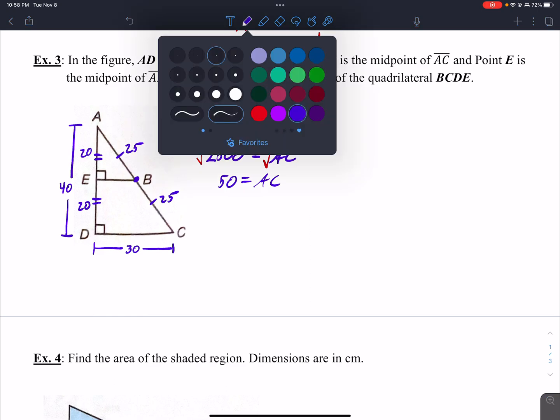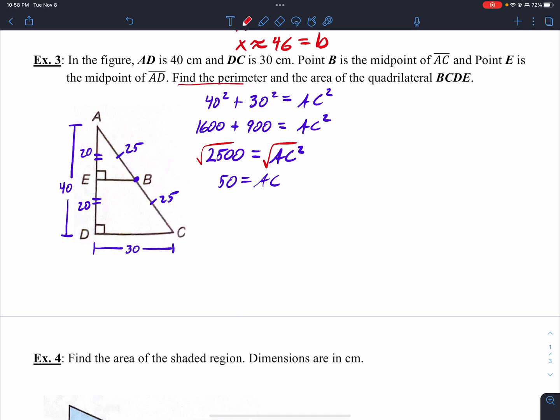still trying to find the perimeter. I didn't really read that far, but it says find the perimeter and the area. I'm sorry, I missed that. Find the perimeter and the area of the quadrilateral BCDE. Well, if I want this perimeter, the pieces in red here, then I need all four sides of it. Well, I have three of them. This is 20, this is 30, this is 25.